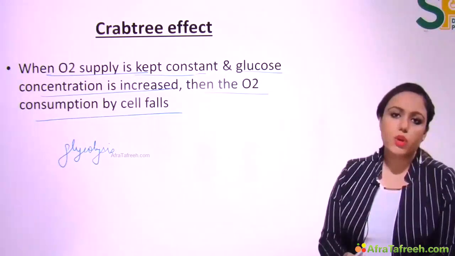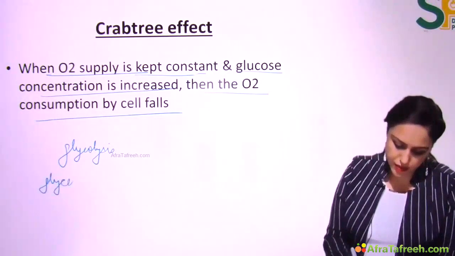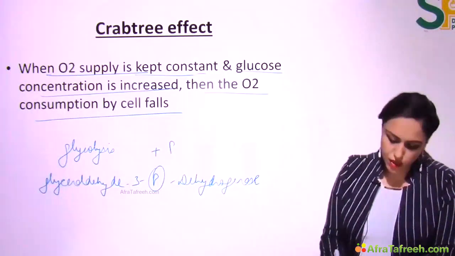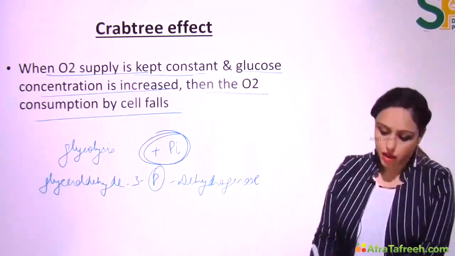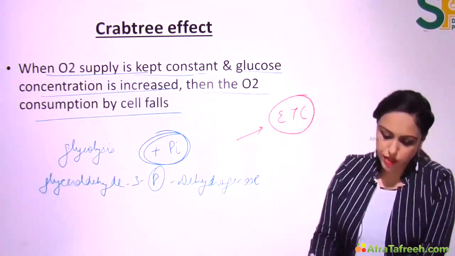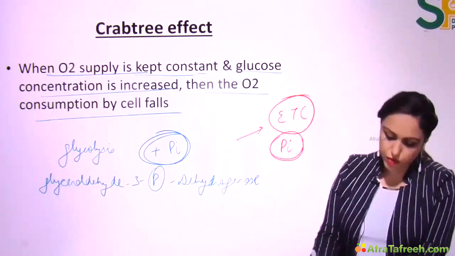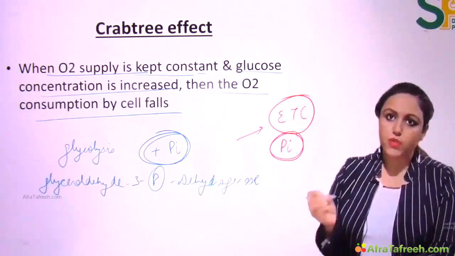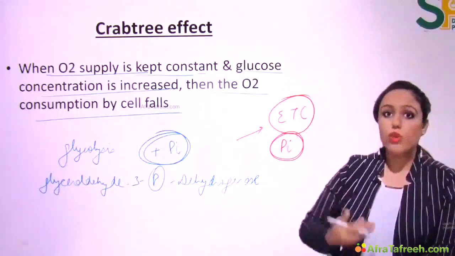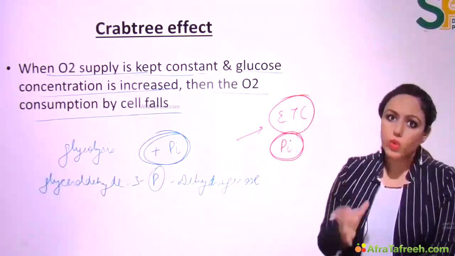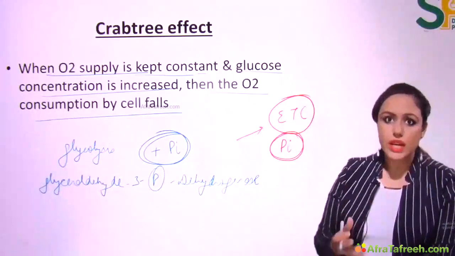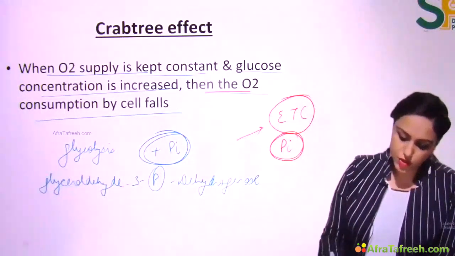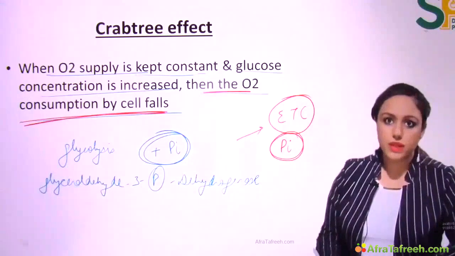There is one step in glycolysis, the glyceraldehyde 3-phosphate dehydrogenase step. This enzyme uses inorganic phosphate, and after glycolysis ETC has to occur. ETC also uses inorganic phosphate. So glyceraldehyde 3-phosphate dehydrogenase competes with ETC for that inorganic phosphate. When lots of glycolysis has occurred, the amount of inorganic phosphate present in the cells is very less, so ETC cannot occur. ETC uses oxygen, so when ETC is not occurring, oxygen consumption by cells falls.